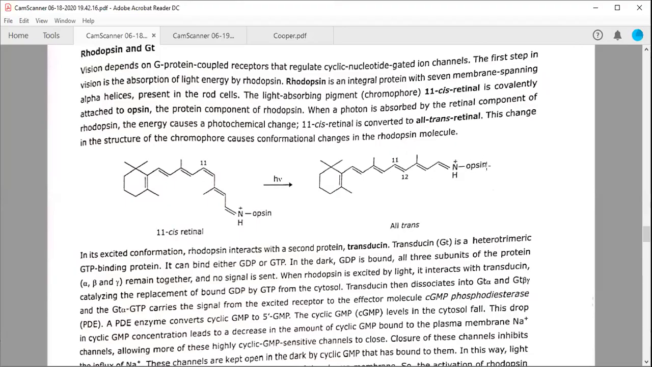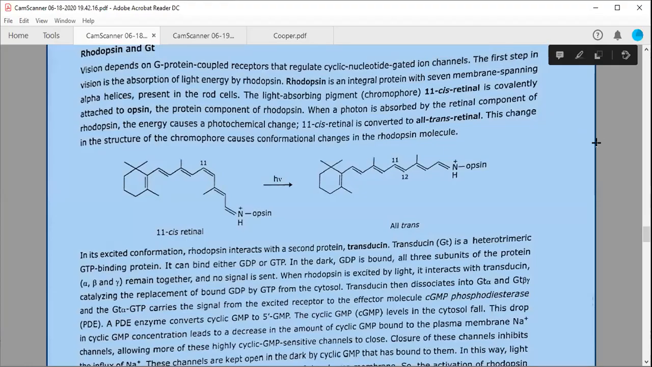Because this protein is also covalently linked to this particular molecule, it will also move some of the amino acids in this particular opsin component, the protein component, so that the conformation of the protein will change. And this conformational change is responsible for activation of this particular GPCR. See, vision depends on this particular GPCR that regulates cyclic nucleotide gated ion channels. So as I told you, in some cases the GPCRs are controlling these ion channels.